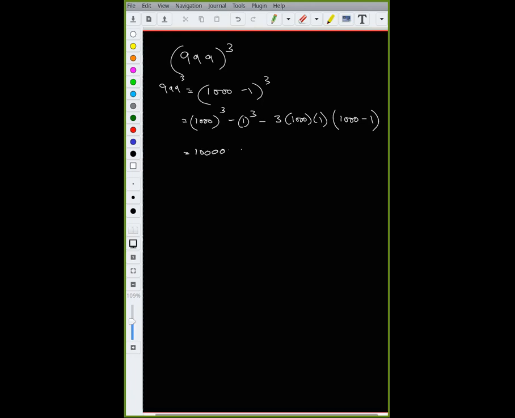Which is, it will be, sir, 1, 2, 3, 4, 5, 6, 7, 8, 9 zeros. Yes, sir. Minus 1, minus cube 1. Minus 3000 into 999, yes, sir. Which is this. I'm not writing this, just copy it down, please. I'm too lazy today.